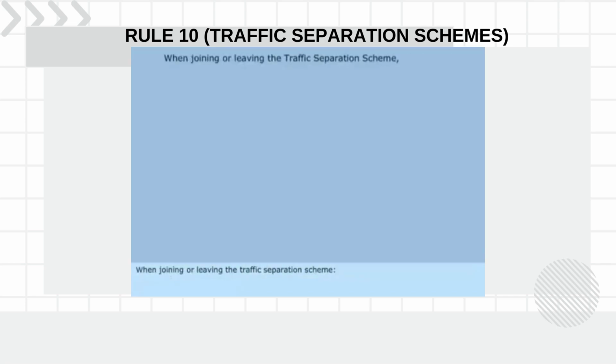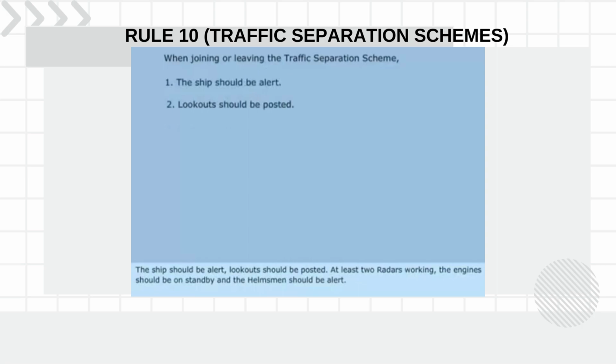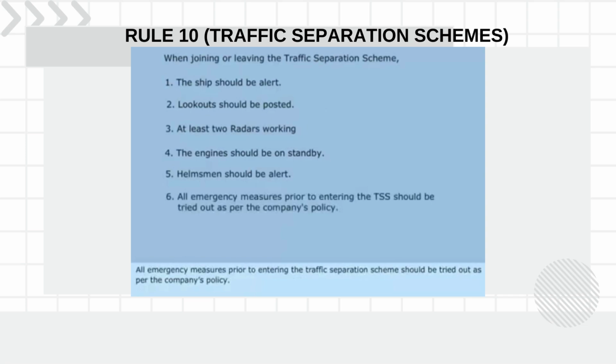When joining or leaving the traffic separation scheme, the ship should be alert. Lookouts should be posted, at least 2 radars working, the engines should be on standby, and the helmsman should be alert. All emergency measures prior to entering the traffic separation scheme should be tried out as per the company's policy.